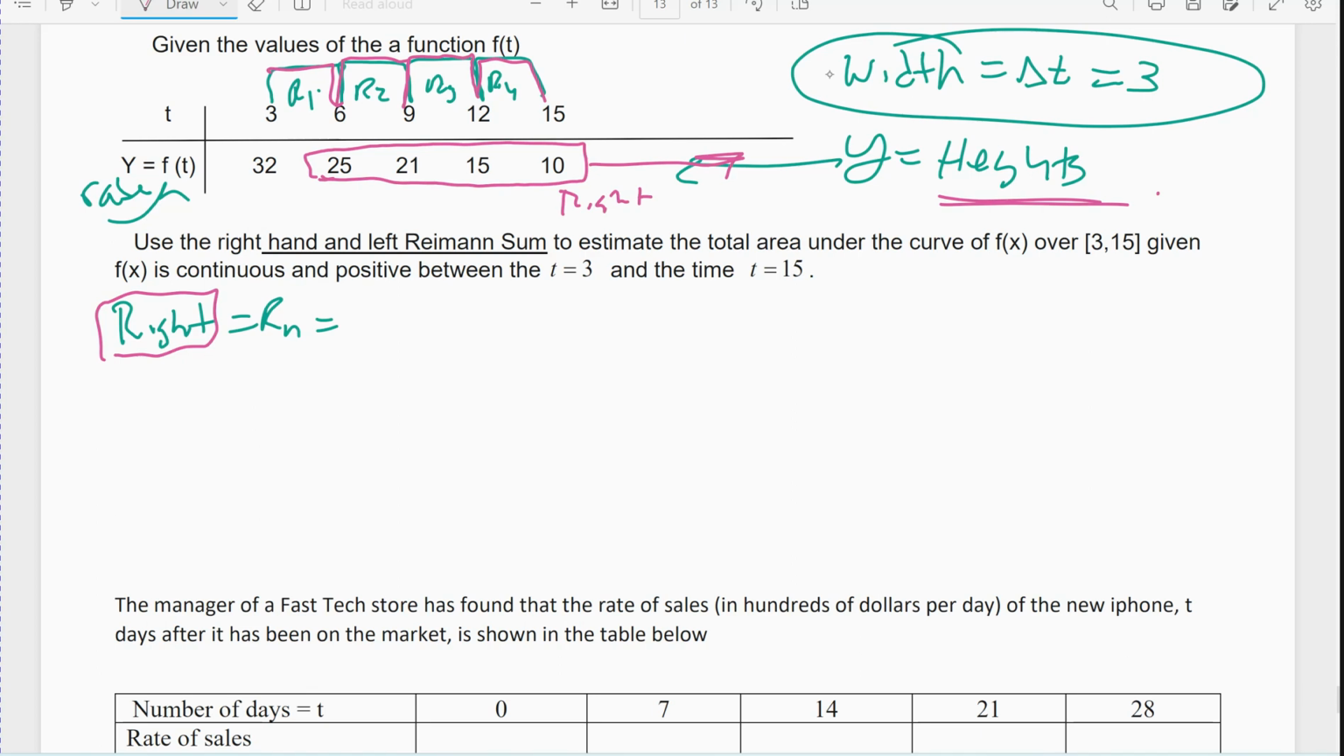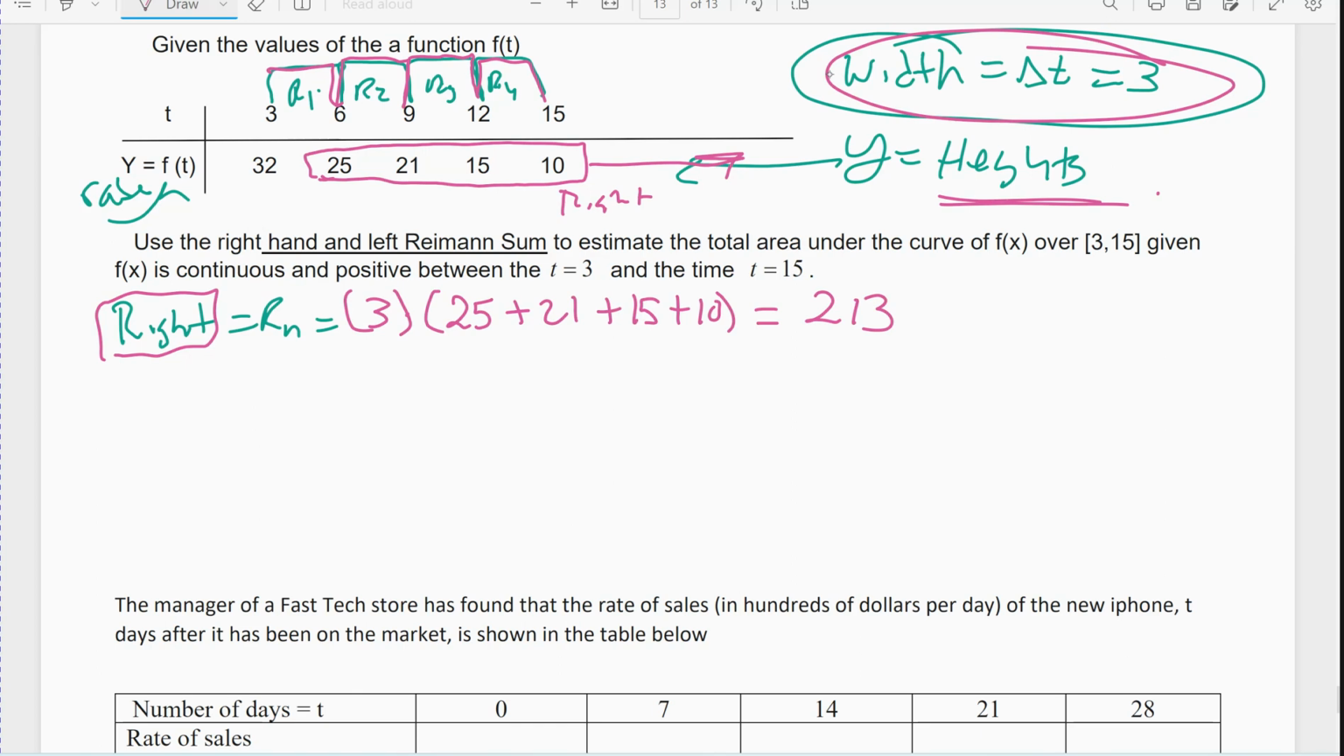And so I just use that fact. I know that each of my widths are 3, so the right side is going to be 3 times each one of those heights. So 3 times the 25 plus the 21 plus the 15 plus the 10. And so I add those up. Don't forget to multiply by 3. Again, a common mistake students will make, they'll figure out the heights, but they'll forget the width. Don't forget the width. And so it's going to be 3 times whatever those values add up to. So 3 times 71, which comes out to 213.